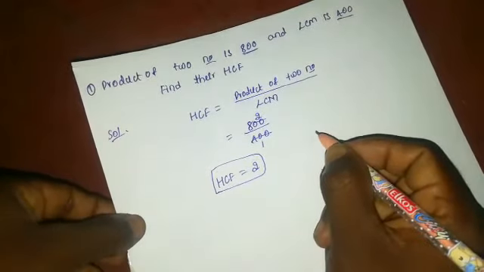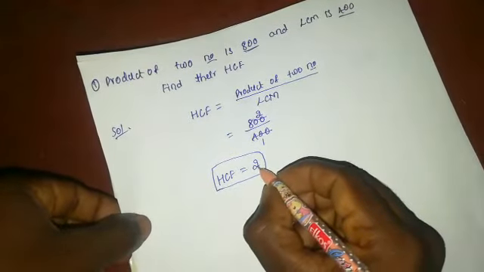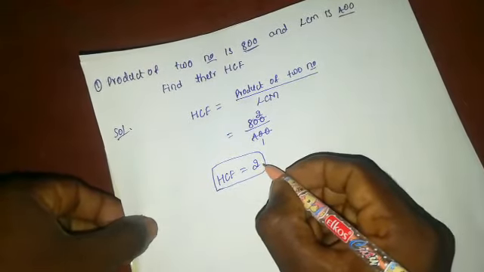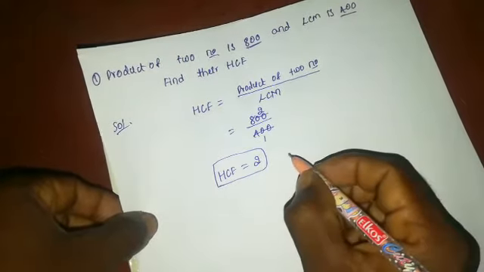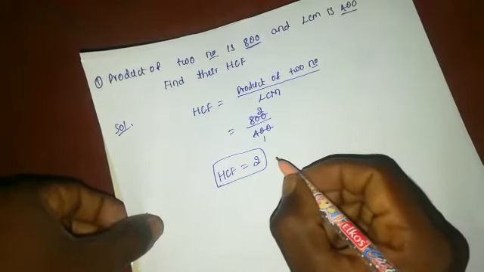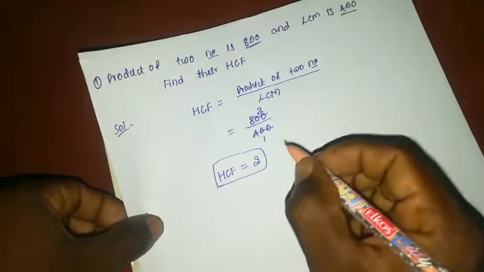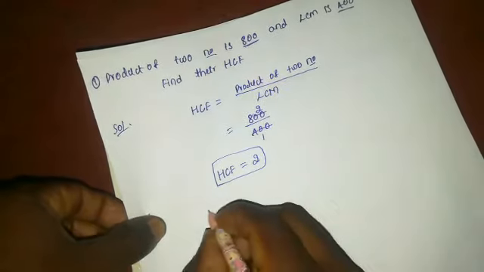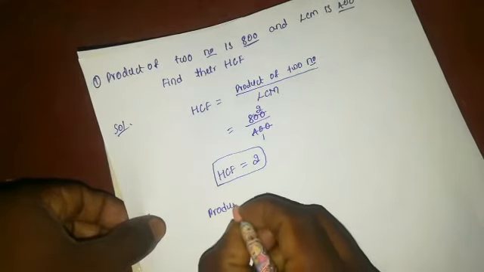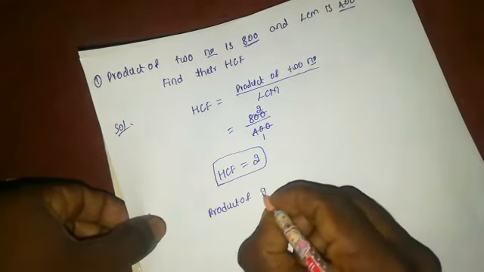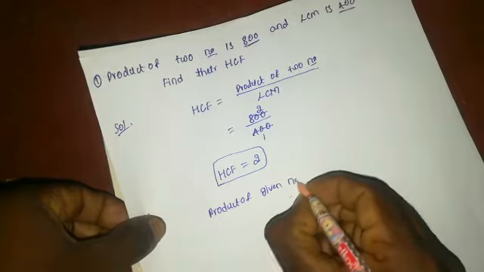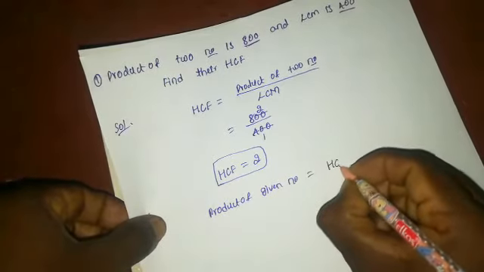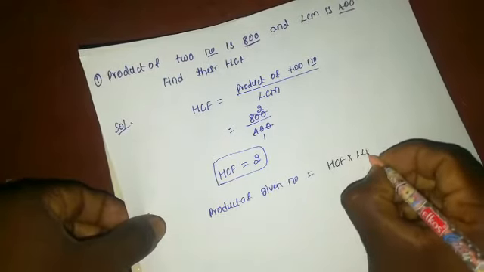If we have to check whether the HCF 2 is correct or wrong, how do we check the obtained answer? We know the relation that the product of two numbers is equal to the product of their HCF and LCM.